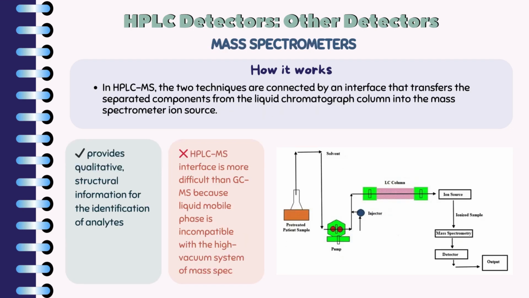Lastly, in HPLC-MS, the two techniques are connected by an interface that transfers the separated components from the liquid chromatograph column into the mass spectrometer ion source. This provides additional structural data ideal for identifying unknown analytes. However, the interface for HPLC-MS is more difficult versus GC-MS because of the liquid mobile phase and its incompatibility to a high vacuum system.